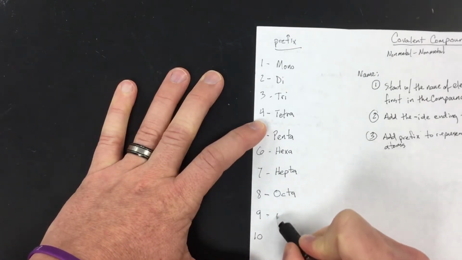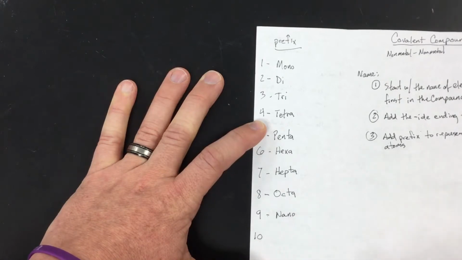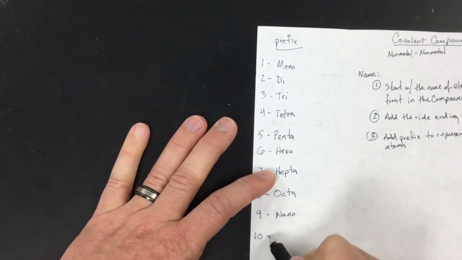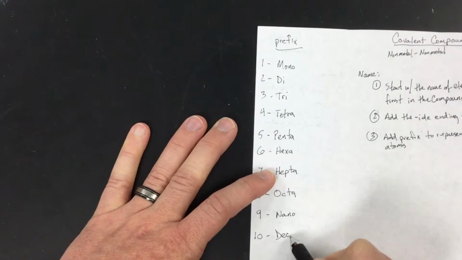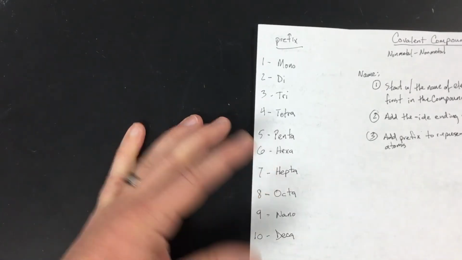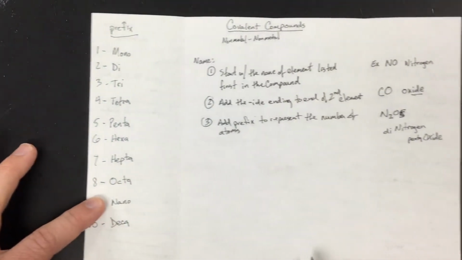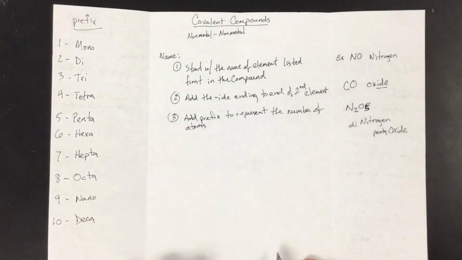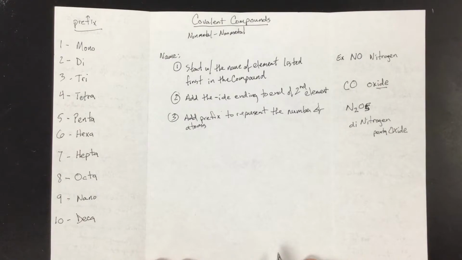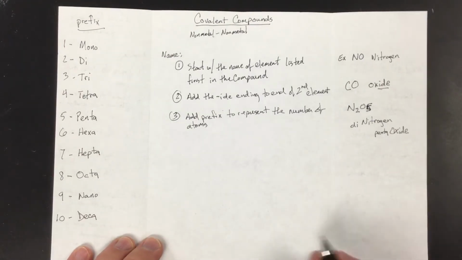9 is nano. And 10 is deca. Okay? If you put these in your naming booklet, you'll have them here to refer to every time you're going through step 3. You'll be able to add a prefix there. Okay? Now, there's one last step.